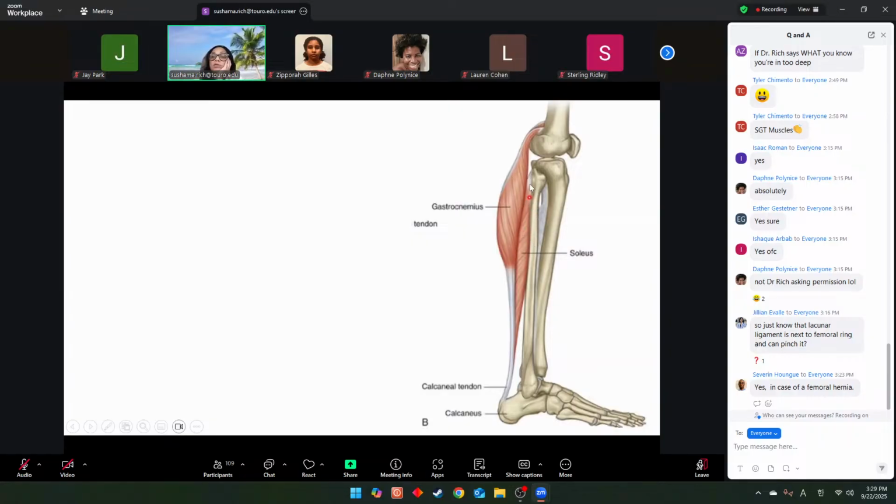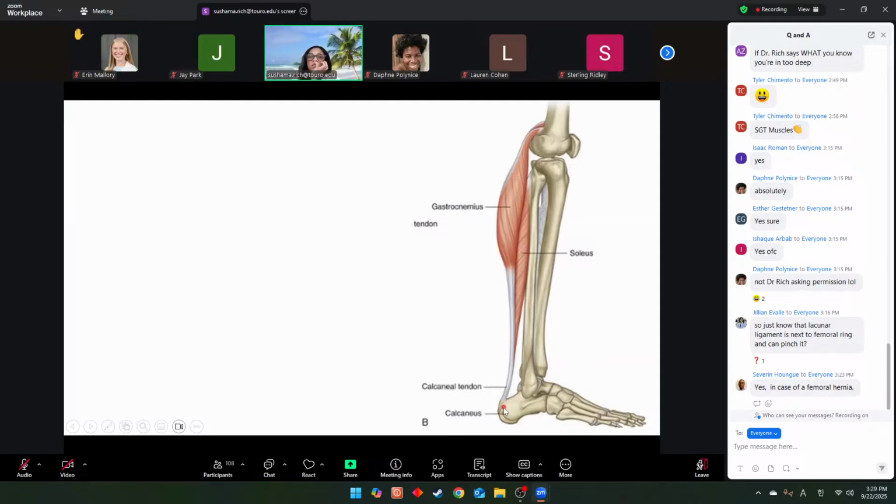Here is the soleus. Soleus is not arising... it arises on the tibia on a soleal line. It's not crossing the knee joint. You can clearly see gastrocs cross the knee joint and they cross the ankle joint. So that's the Achilles tendon.